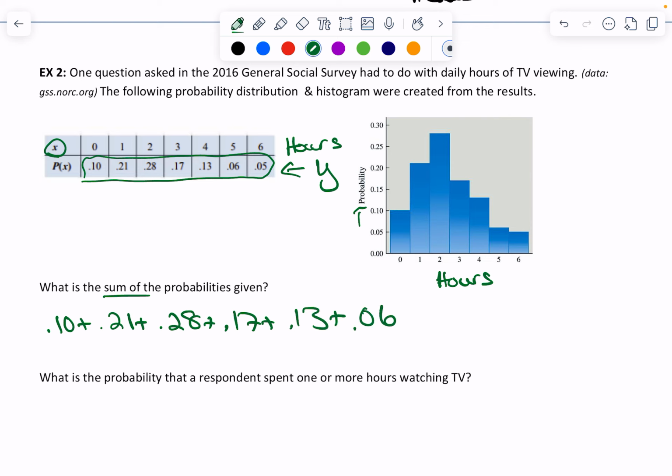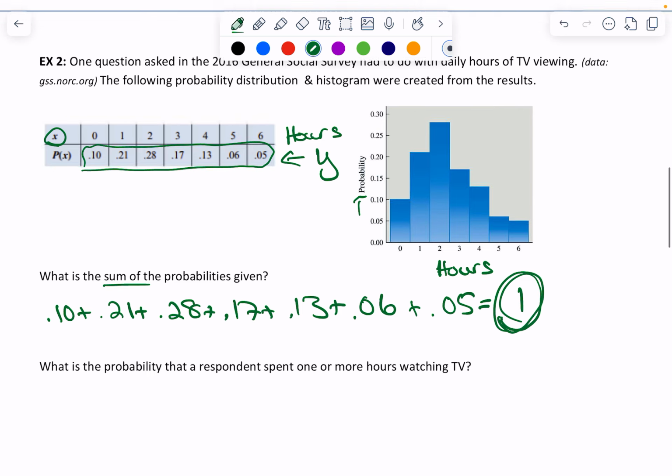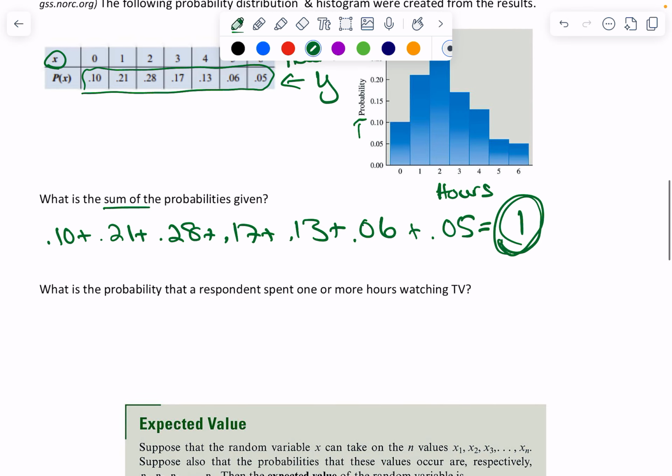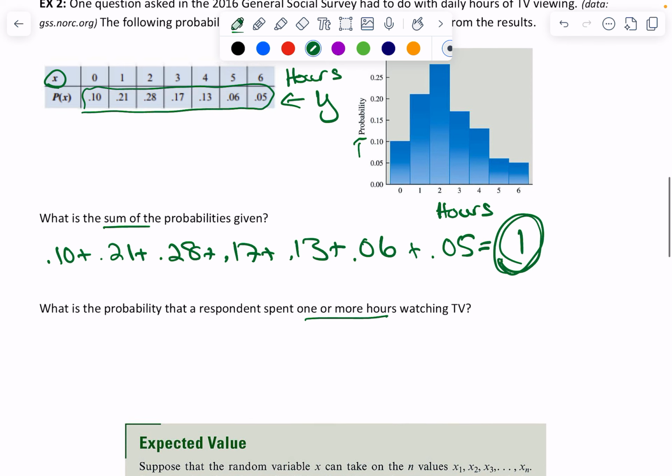Plus 600s plus 500s, which gives us a 1. So it is a probability distribution. Remember that the total needs to add up to 1, always, when it's a probability distribution. So what is the probability that a respondent spent 1 or more hours watching TV?